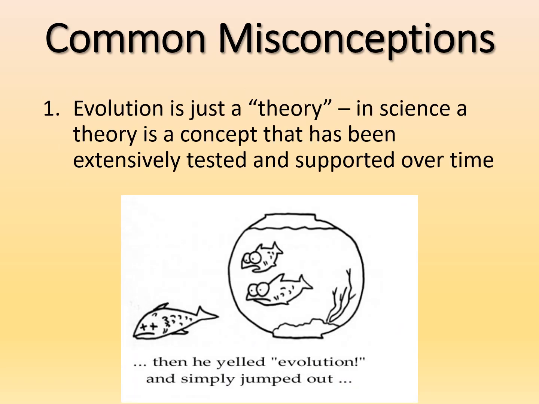So what is our first common misconception? And that is that evolution is just a theory, right? But in science, a theory is a concept that has been extensively tested and supported over time. So it doesn't just mean that it's an idea or a thought, right? It's not, "I have a theory about something," or an opinion about something. No, this is a scientific theory, and we've now studied and understand what a scientific theory actually entails, right?